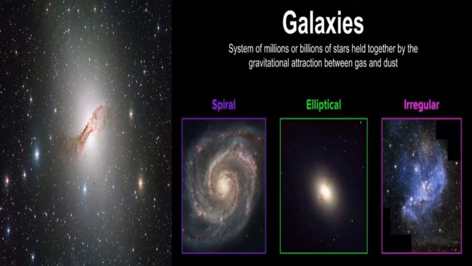Galaxies. Immediately after the Big Bang, clouds of gases began to compress under gravity to form the building blocks of galaxies. A galaxy is a massive collection of gas, dust, and billions of stars and their solar systems. Scientists believe that there are 100 billion galaxies in the observable universe.